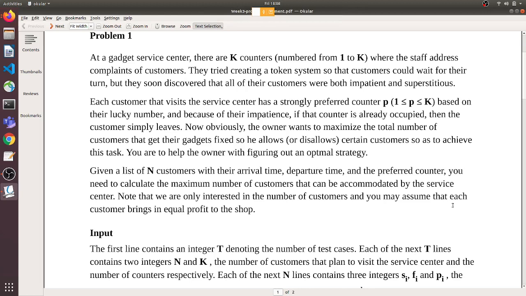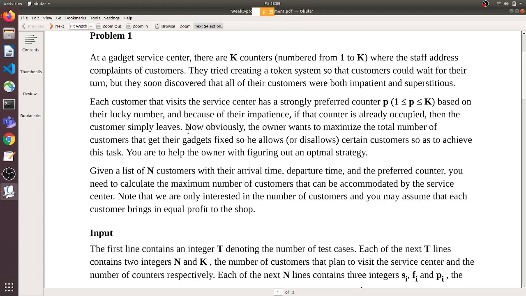So the problem is that at a gadget service center, there are K counters numbered from 1 to K where the staff address complaints of customers. They tried creating a token system so that customers could wait for their turn, but they soon discovered that all of their customers were both impatient and superstitious. Each customer that visits the service center has a strongly preferred counter P based on their lucky number, and because of their impatience, if that counter is already occupied, then the customer simply leaves.